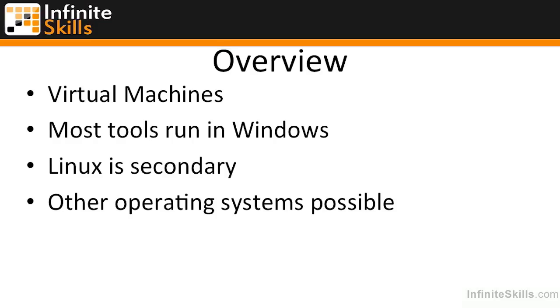Most tools that we're going to be talking about do run in Windows, and we'll be talking about some of the things inside of Windows. Linux is kind of a secondary application when we're talking about the tools that we'll be going through. Other operating systems are sometimes possible, but when you're looking at security tools, Windows is generally going to be primary and Linux is going to be secondary, although sometimes that's flipped a little bit. But usually you're pretty safe in Windows, and if you've got a Linux virtual machine, then that's great.